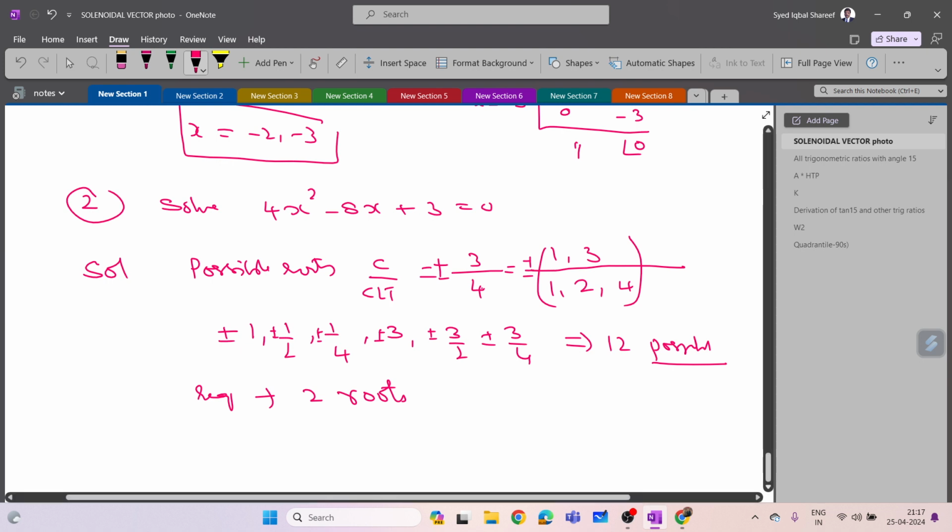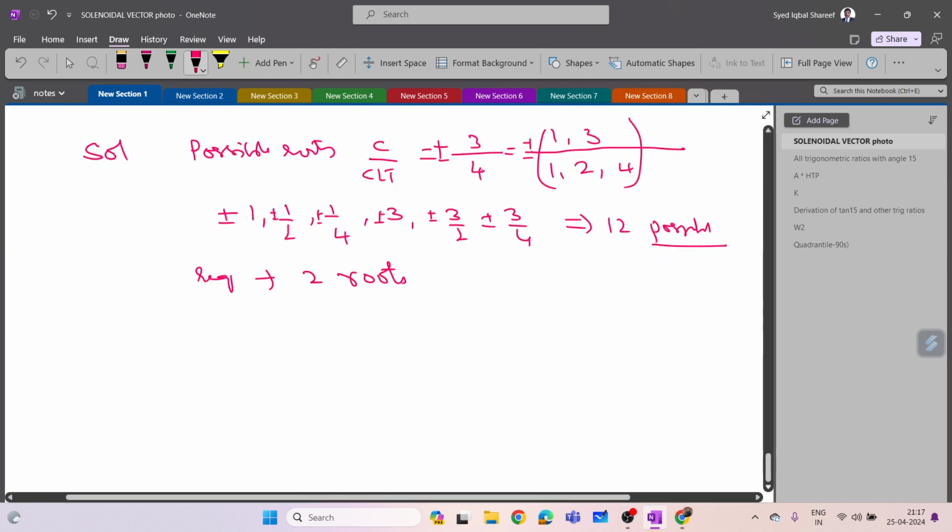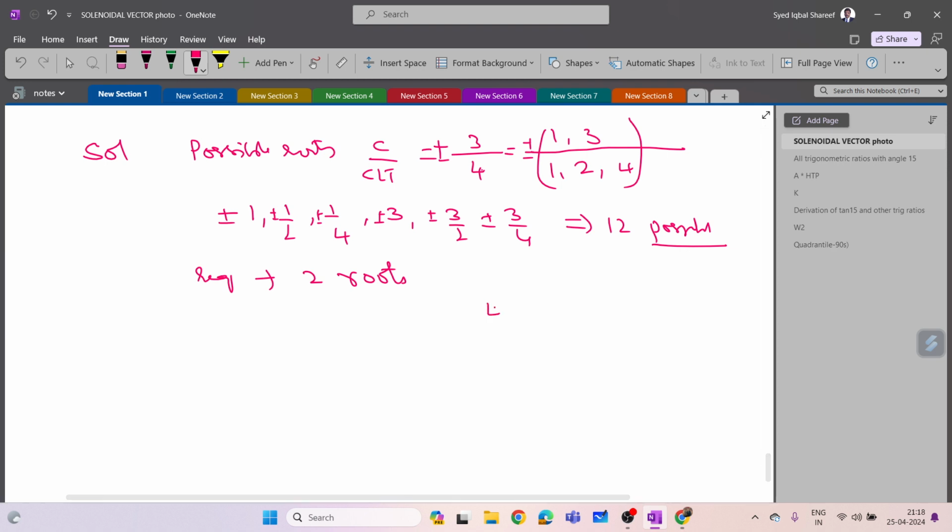So that we are going to find. So our problem is 4x square, so I am writing the 4, then minus 8, 3. And this by synthetic division. This will be 4. Now what we have to take?